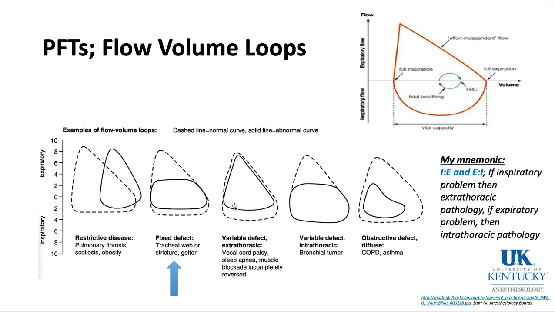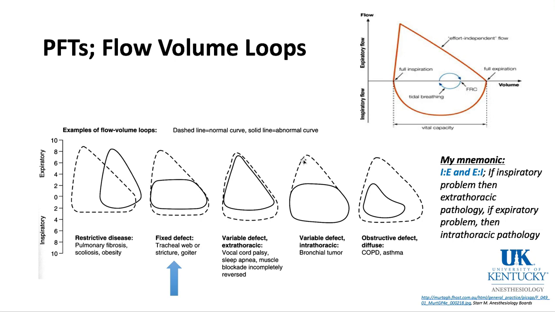Now let's take another example. A bronchial tumor that's in the chest, intrathoracic. It's called a variable defect, and it's inside the chest, intrathoracic. So that bronchial tumor is sitting there way out in a bronchus, and as you take an inspiration, it pulls the bronchus apart, and there's good flow rates. But as you expire, the bronchus collapses on itself, air doesn't go by, and the flow rates are greatly decreased. So this is an intrathoracic lesion causing an expiratory flow problem.